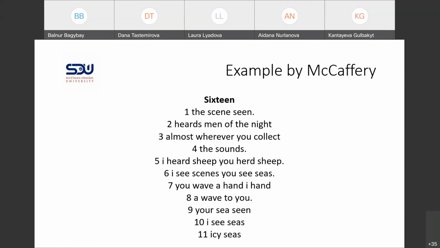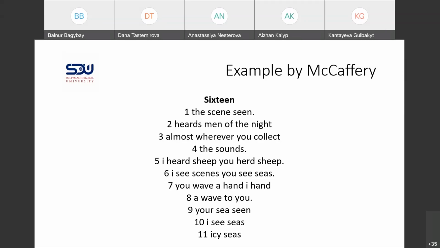Maybe I see things, you see things. I would say they are not really the syntactic parallelisms, to be honest. Maybe I heard sheep and you heard sheep. Also, nope, not really. Anyone? That would be lovely.